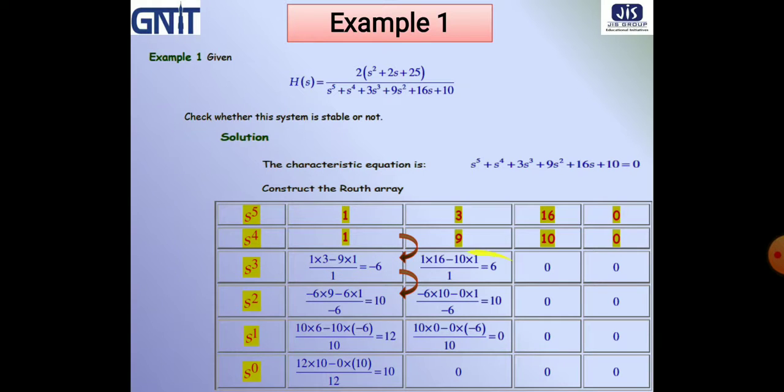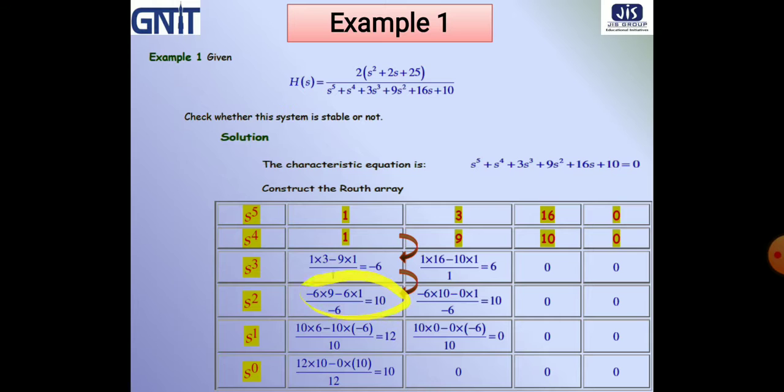Again, if we want to calculate for this particular position, then 1 into 16 minus 10 into 1 divided by 1, and that will be 6. This way we calculate the s square row. So 6 into minus 6 into 9 minus 6 into 1 divided by minus 6.